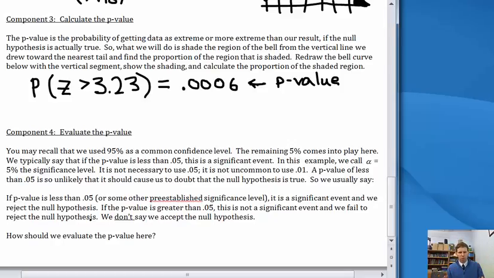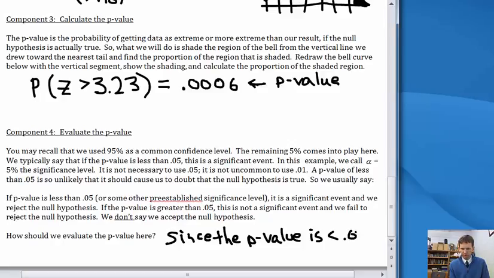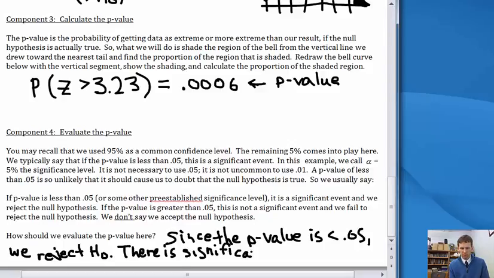If the p-value is greater than 0.05, this is not a significant event, and we fail to reject the null hypothesis. Remember, we don't say we accept the null hypothesis. It's always we fail to reject. So how should we evaluate the p-value here? Here's what we'd say. Since the p-value is less than 0.05, we reject the null hypothesis, H sub 0. And we say there is significant evidence that, if we're rejecting the null hypothesis, it looks like the alternative is true, and the alternative is that mu is greater than 0.